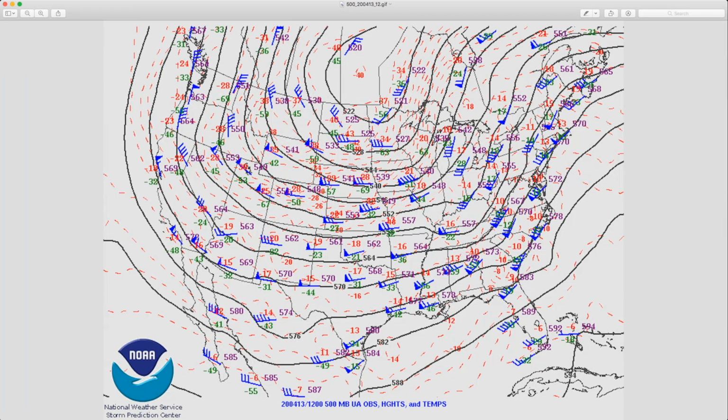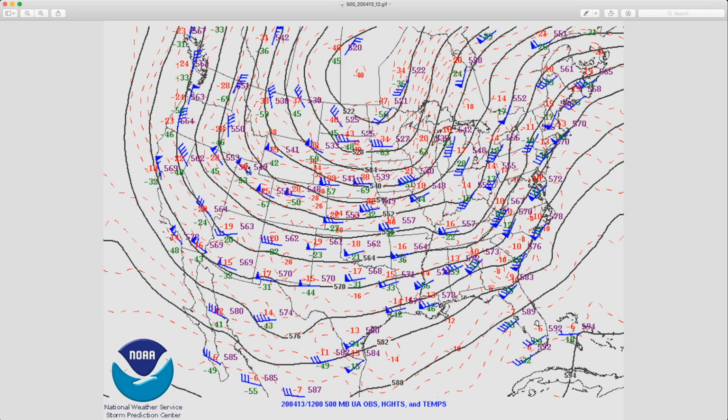image of 500 millibars, and you're probably watching this on a separate day. So for me, I grab the April 13th, 2020 map, 500 millibars at 12Z. So on the previous website, you can put in that date, and then you'll get this map.